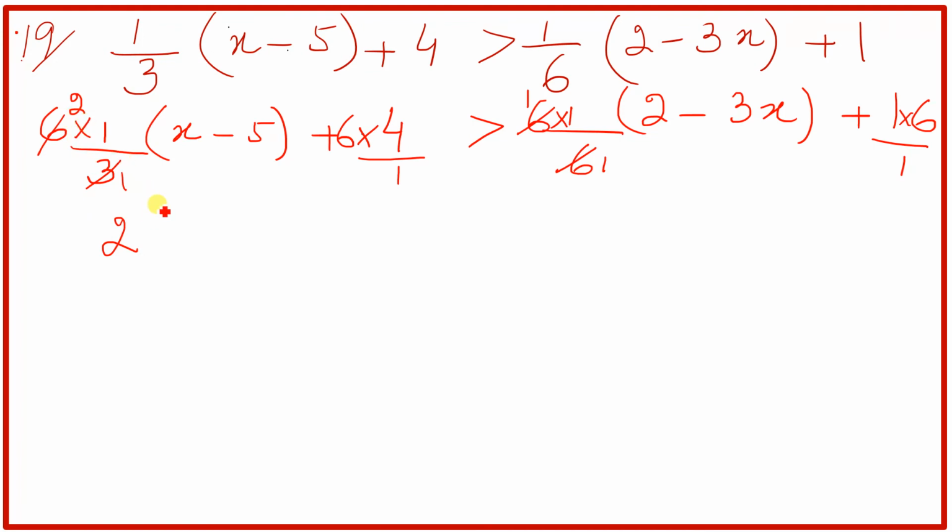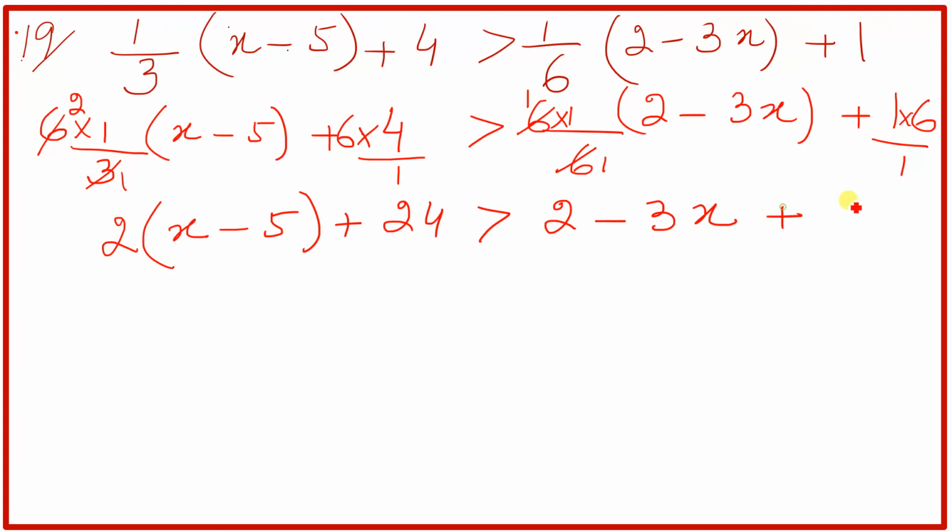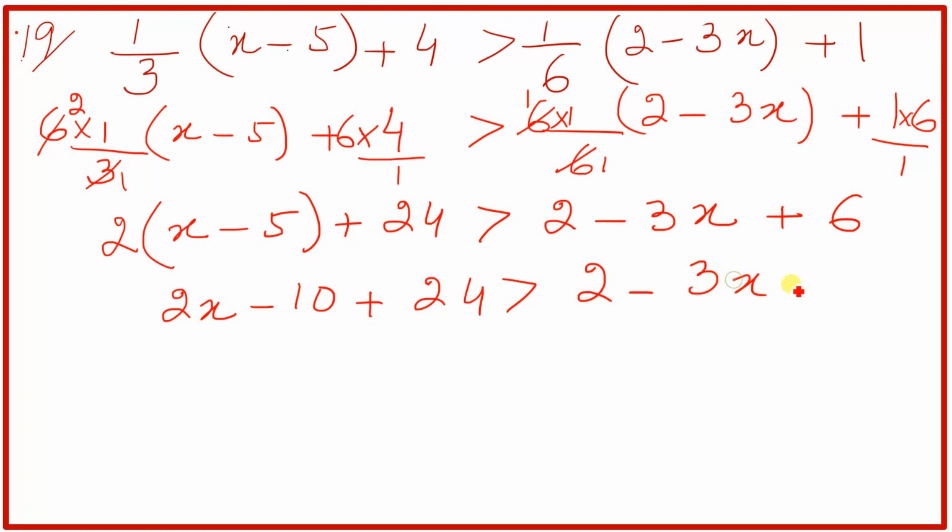So we have 2 in the numerator and 1 in the denominator. No need to write down the denominator. 2 into x minus 5 plus 24 is greater than, here we have cancelled this, only 2 minus 3x plus 6 is left. Right, so now we have to open this parenthesis. 2x minus 10 plus 24 is greater than 2 minus 3x plus 6.